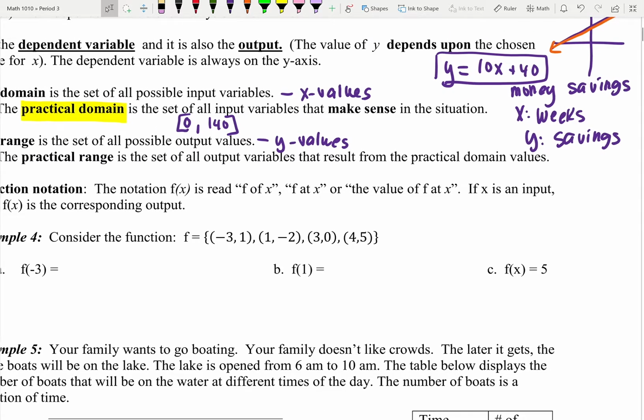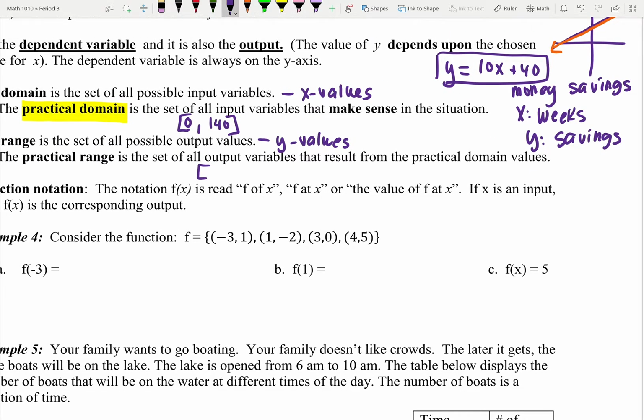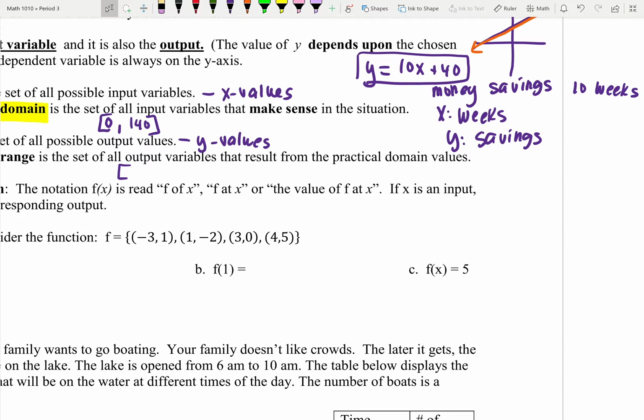So the practical range is going to be, actually, it's not 0. Can anybody tell me what it is? What's the smallest amount of money that you're going to have? It's $40 because at the beginning you have 40. Okay. And then, ooh, I did this wrong. See how I put the domain was 140? I was thinking range. If you're going to do this for 10 weeks, so sorry. x is weeks. I'm going to only go up until 10 weeks. And if I do the whole thing for 10 weeks, I'm going to have $140.